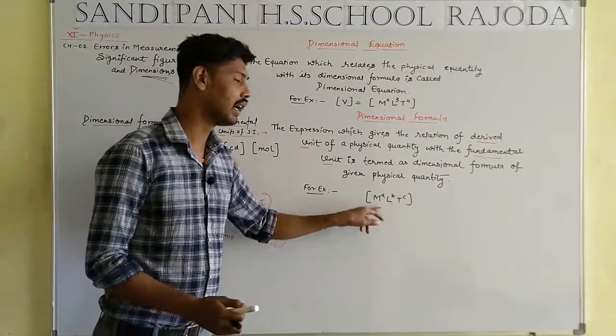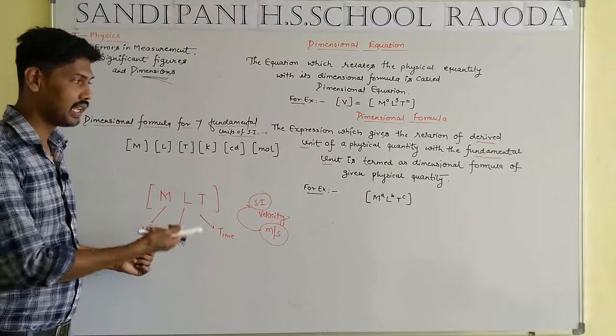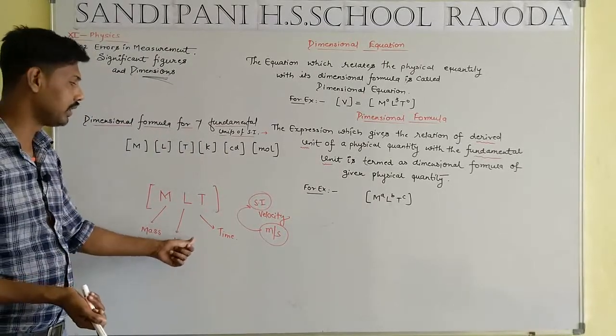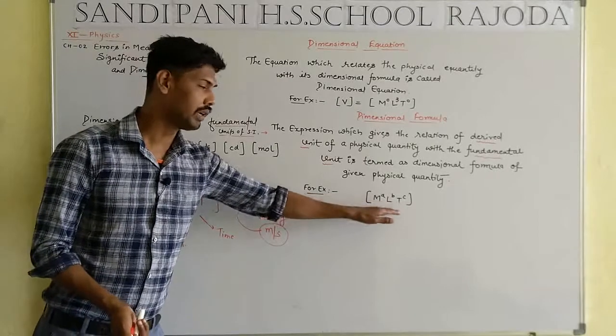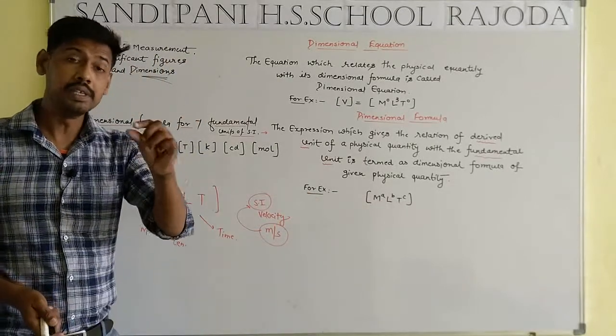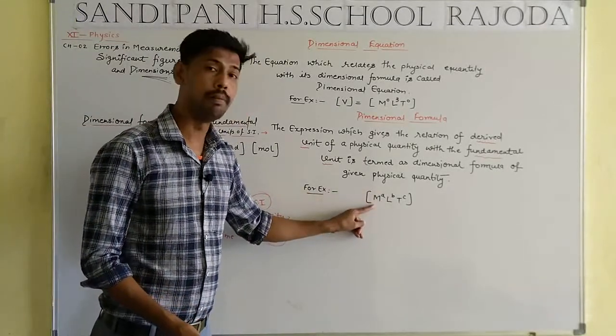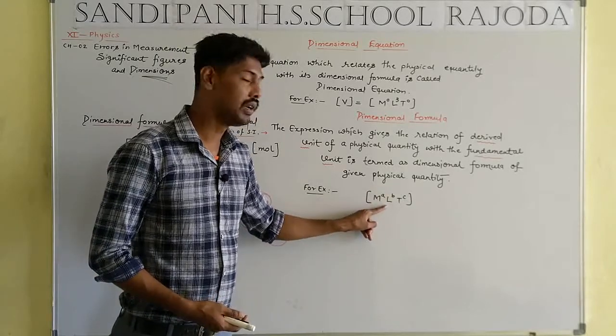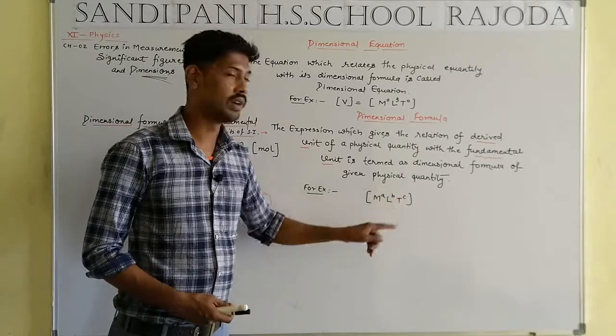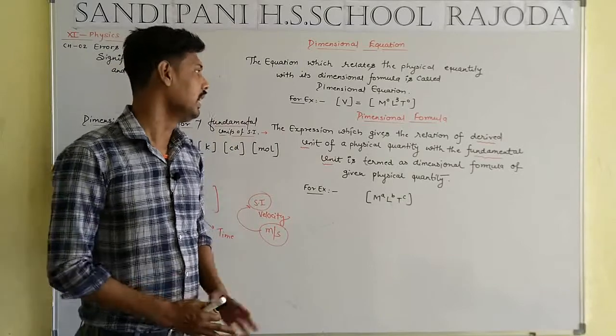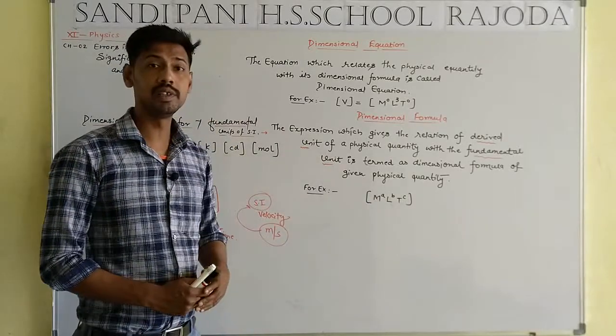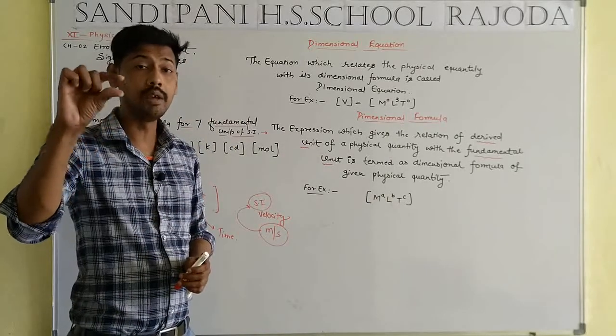Now basically dimensional formula, okay, for example M power a, L power b, T power c. M means a representation of mass, L means a representation of length, T means a representation of time. But a, b, c mean the quantity of mass, the quantity of length and the quantity of time respectively. Basically the dimensional formula is represented by square bracket M, L, T.